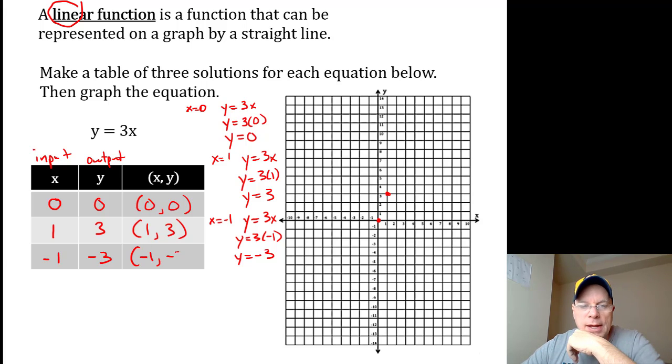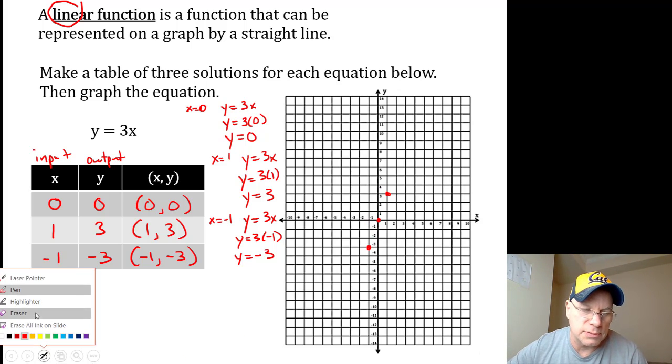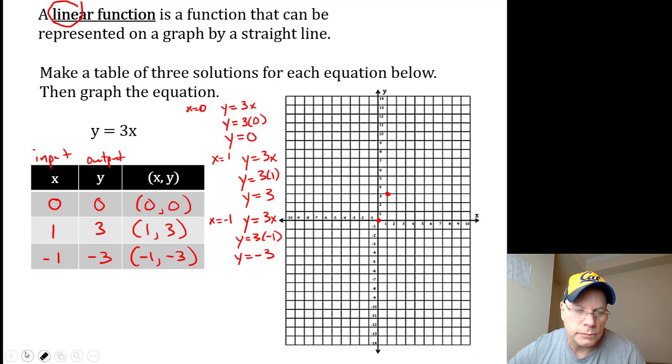Negative 1, negative 3. I start at the origin. Negative 1 for x means I go 1 to the left. Negative 3 for y, we go 3 down. You can see that these would all be on the same line. If I had drawn a line, let me actually do this. Let me erase this last point that we put on there. Let me get a different color.